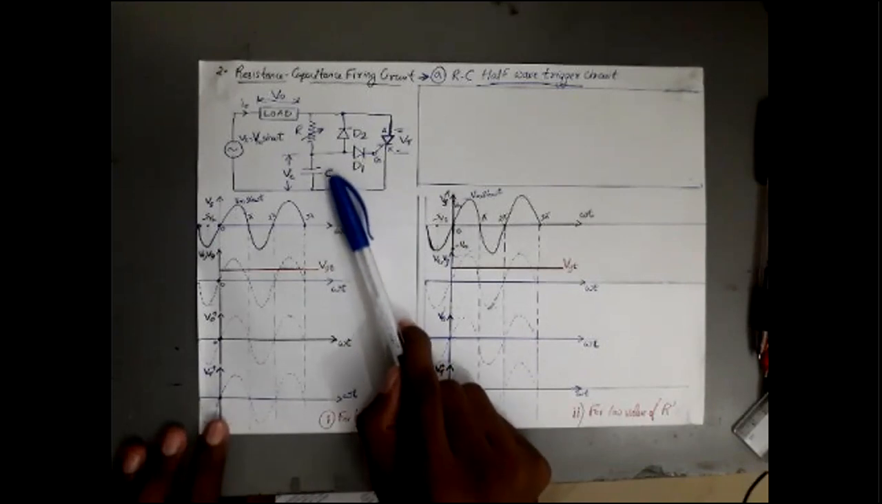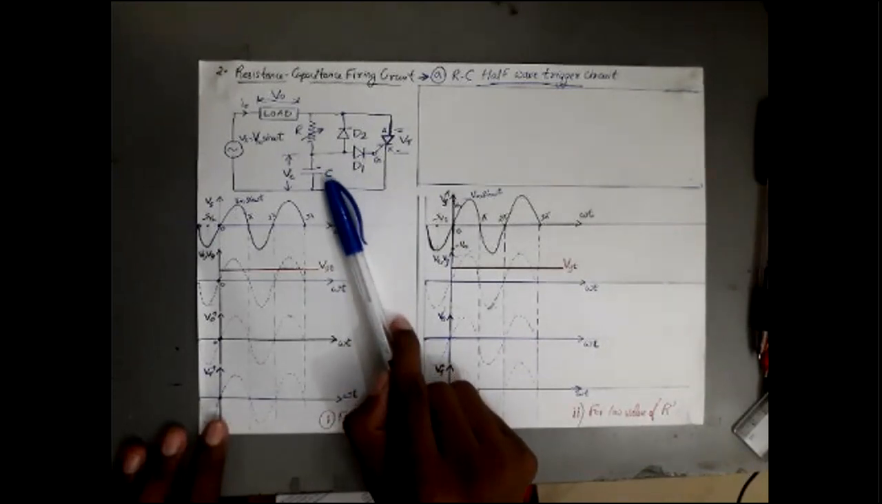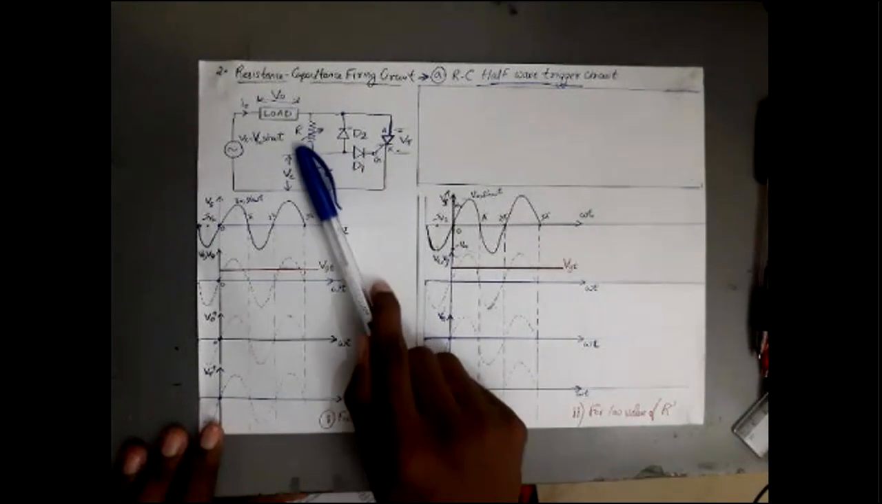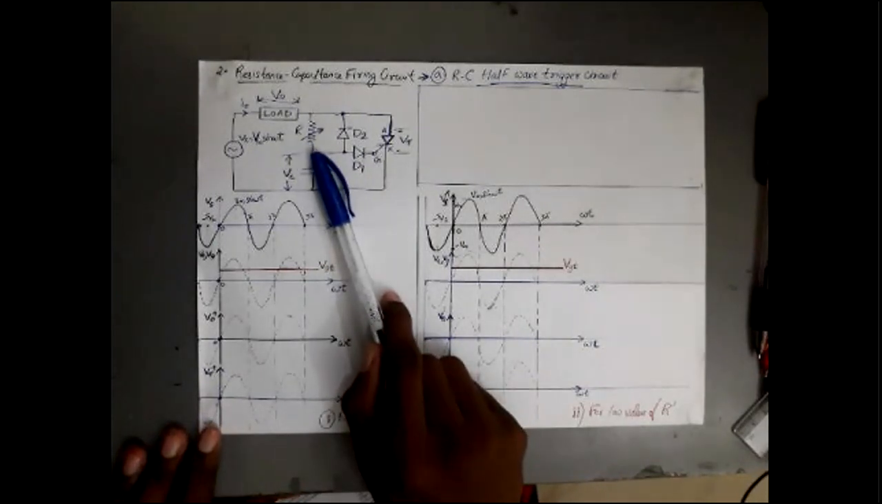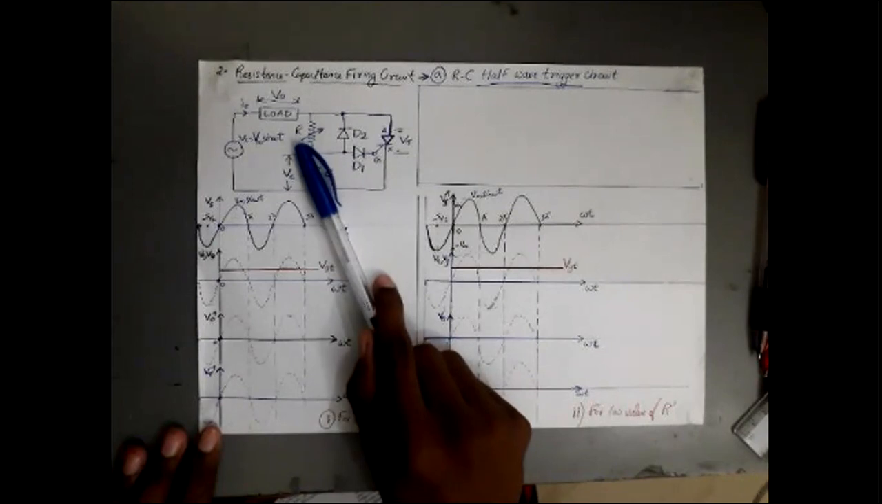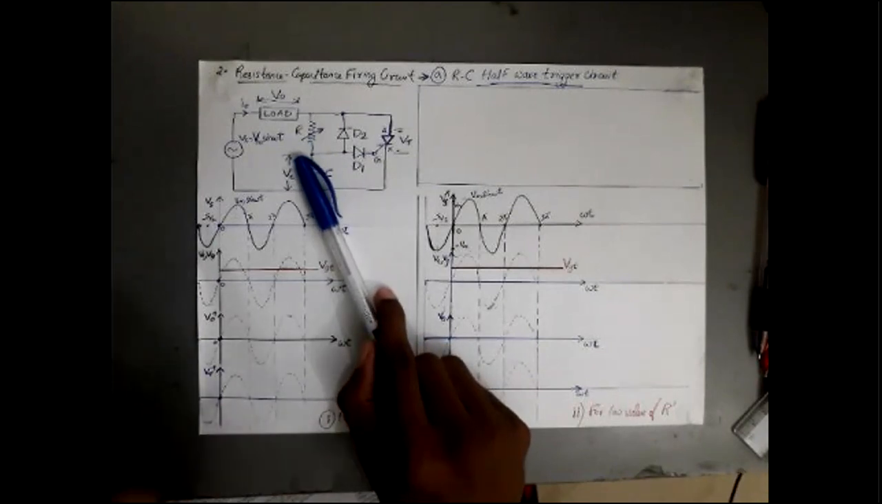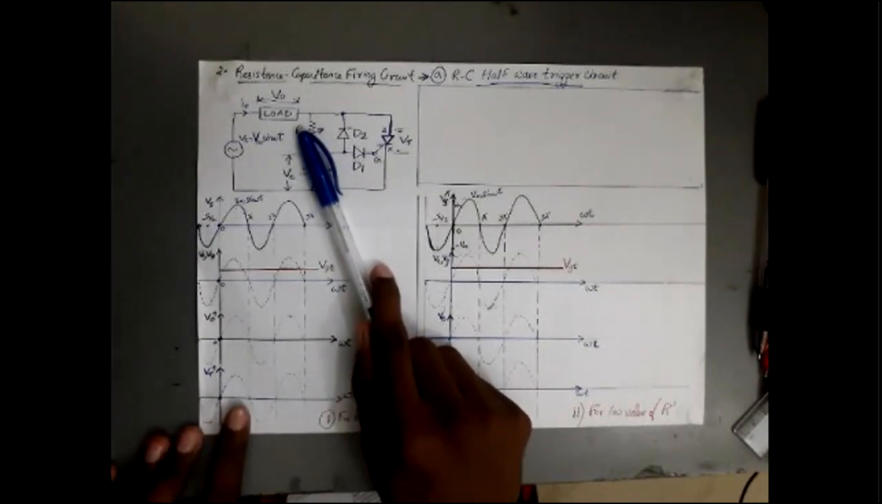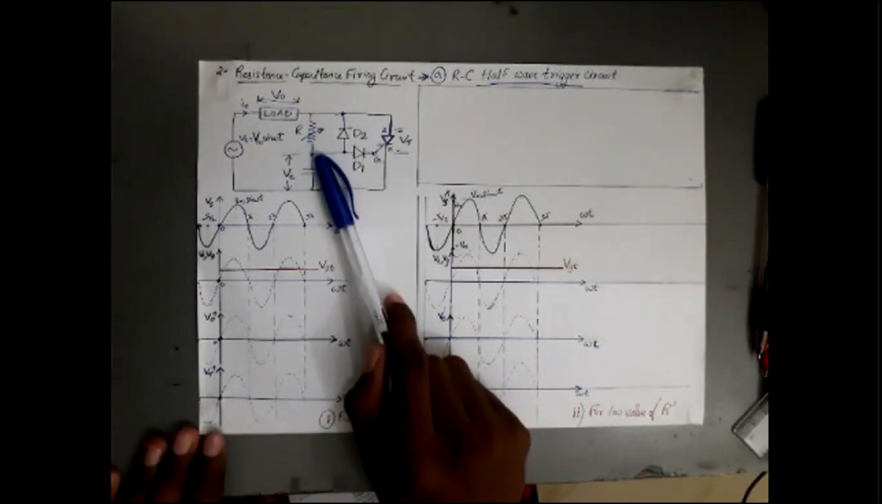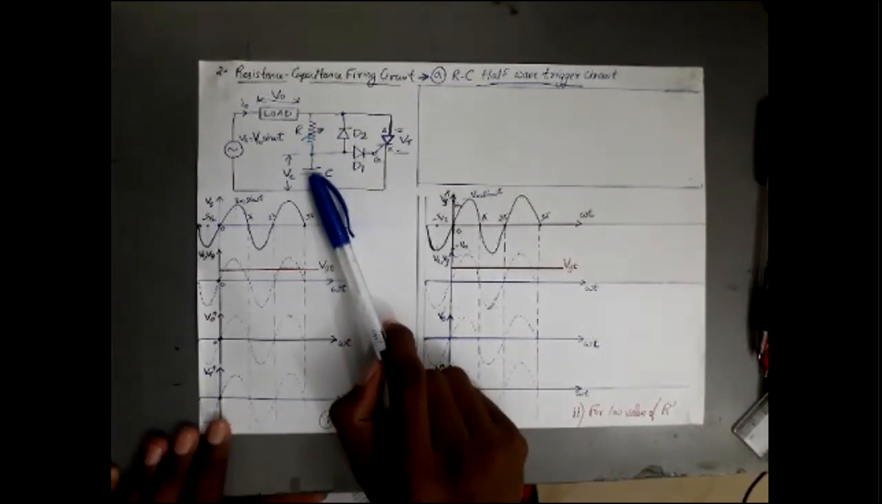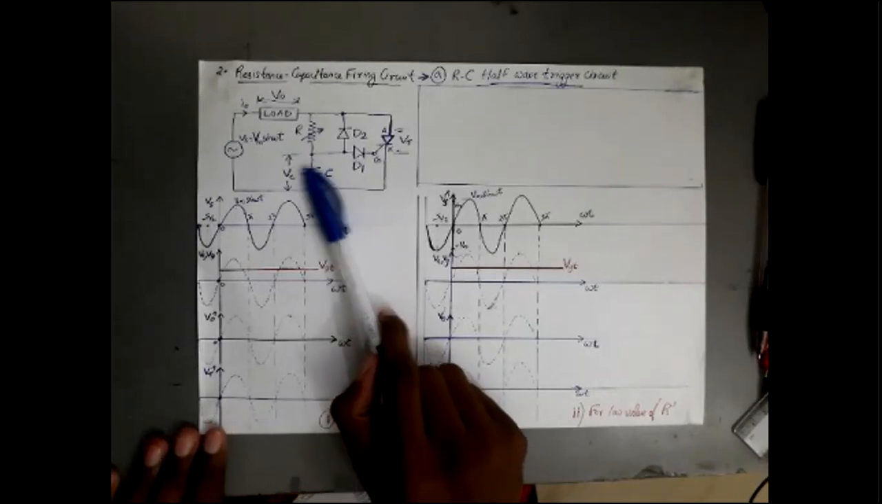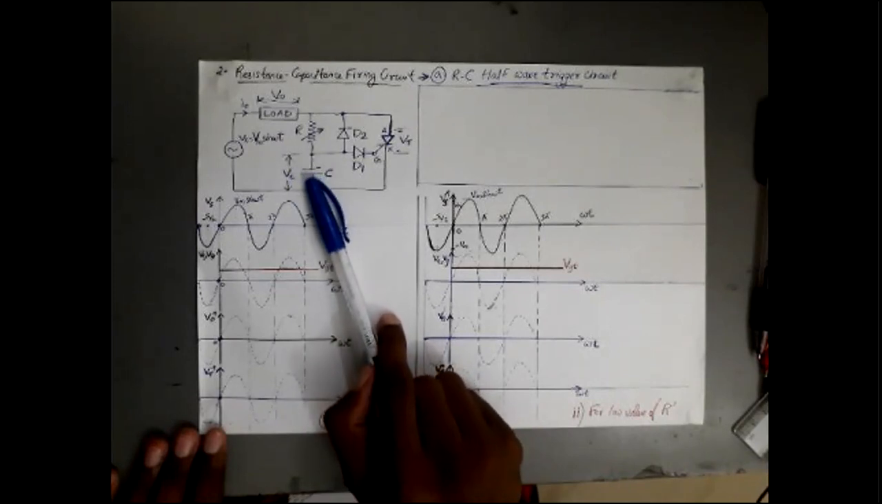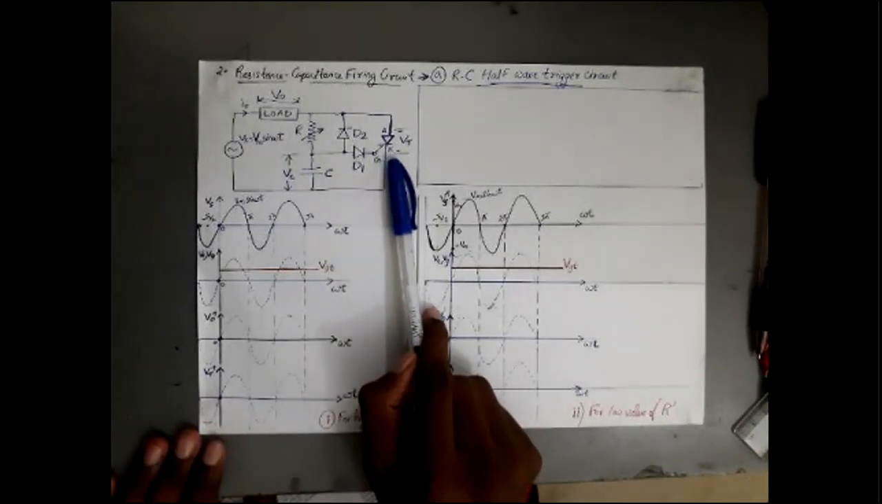And the voltage across my capacitor can be varied by using resistor R. How can we vary it? By varying the current flowing through the circuit. To vary the current flowing through the circuit, I can vary this resistance R. Then the current flowing through my capacitor C, that is the charging current, can be varied. Hence the VC can be varied. By varying that VC, I can make my VC equal to or greater than VGT. Then I can trigger my thyristor.